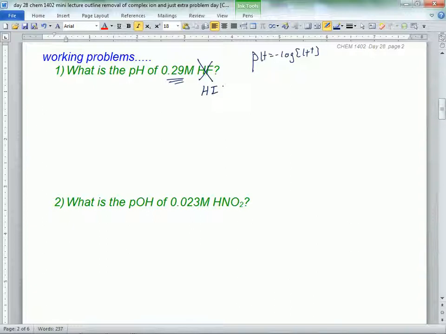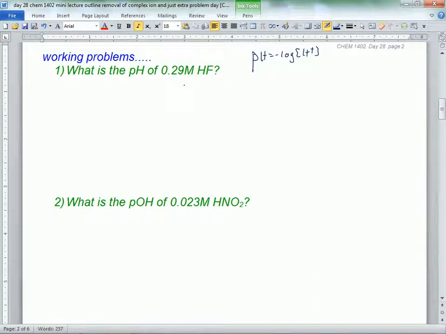Then the pH would be the negative log of 0.29, right? If it was a strong base, KOH, well, then you can't calculate pH directly. You can calculate pOH and then figure out what it is, subtract it from 14, and you'd have pH. Okay, I just wanted you to realize that.